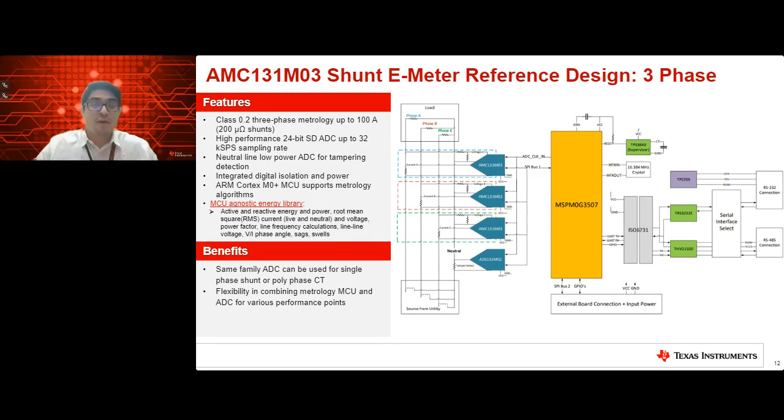We have the integrated digital isolation and power again, that's part of the AMC. And the MSP-M0G that's on here is an ARM Cortex M0 microcontroller. And it supports that energy library I was talking about from before. This is something that we are in the process of working on. We have the boards and we're starting to do some testing on it. So you can see that this reference design will be coming out very soon to be evaluated by you all.